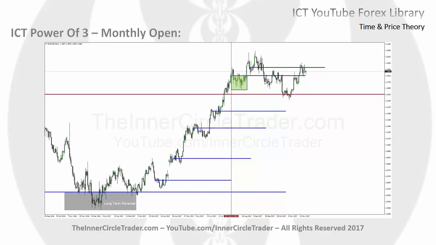Now, I don't have a science to that. I do use Fibonacci to help me get to those levels. It's not always accurate. Sometimes it falls short of it, and sometimes it goes beyond what I thought was going to happen. And that's technical analysis and trading. You're never going to be perfect. You're never going to be right. But over time, you're going to see that this method serves you very, very well.